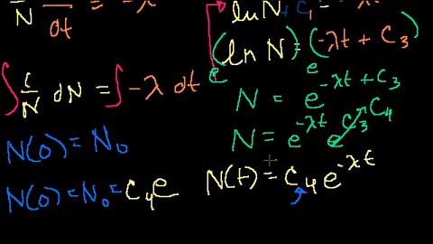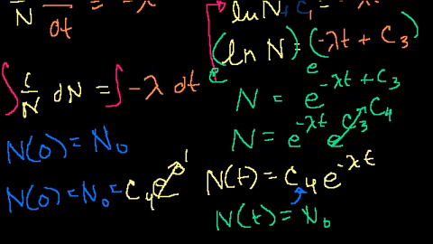Well, minus anything times 0 is 0, so it's e to the 0. So that's just 1. So C4 is equal to N naught, our starting amount for the sample. So we've actually got an expression: the number of particles, or the amount as a function of t, is equal to the amount that we start off with at time equals 0 times e to the minus lambda times time.